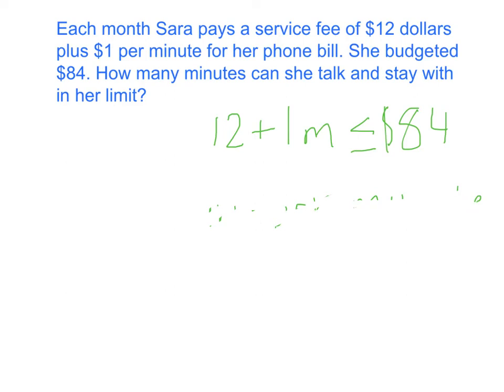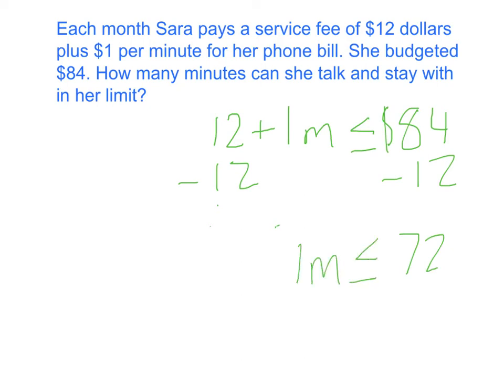So now we're going to subtract 12 from each side. So that's going to be 72 is greater than or equal to 1m. So then she can talk. So m is less than or equal to 72. So she can talk 72 minutes.